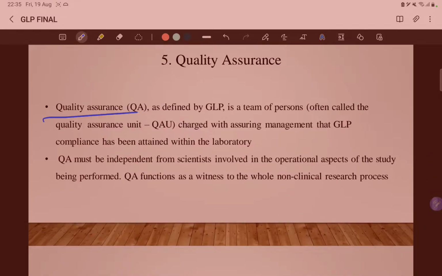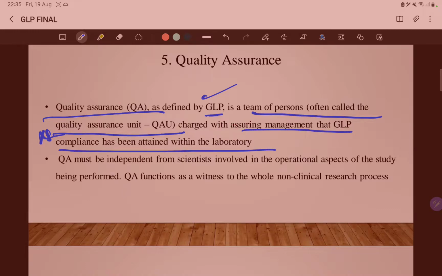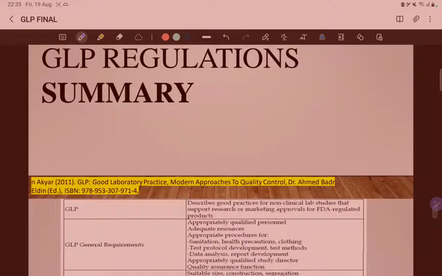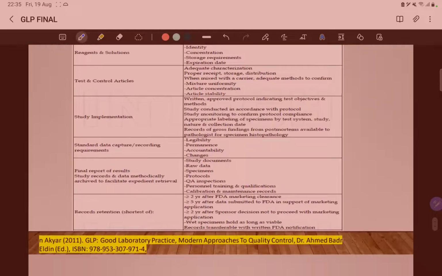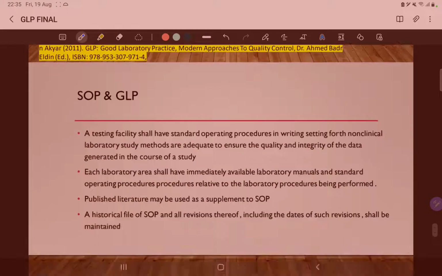Quality assurance, yes, it is there in the GCP also. It is defined within the GLP in terms of persons, also called the quality assurance unit, charged with assuring management that GLP compliance has been attained within the laboratory. Now, there is a summary of all the GLPs and related definitions.